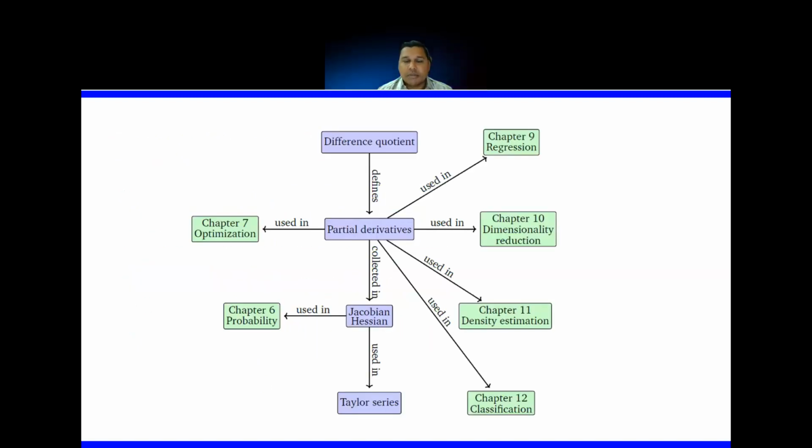This is a diagram which helps us see why we need to study vector calculus. When you study the difference quotient which defines the partial derivative, we talk about partial differentiation. Partial derivatives are used in regression, in dimensionality reduction and also in classification. These three mostly define our ML concepts. Anyhow, it's used in optimization.